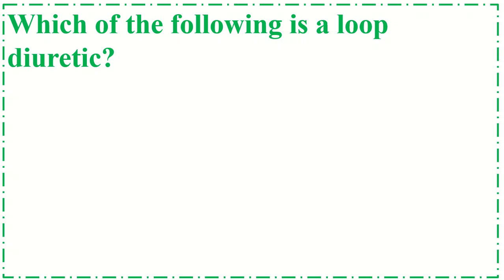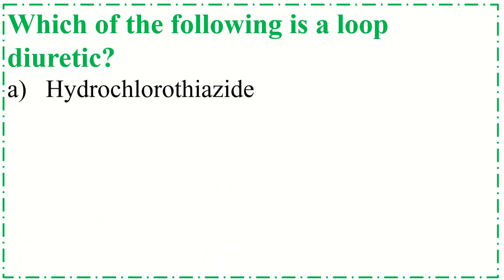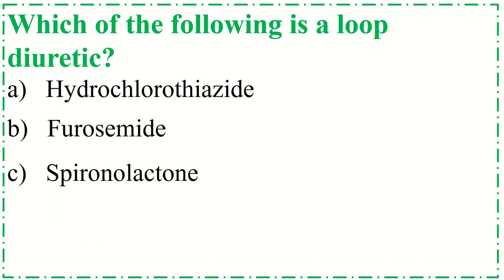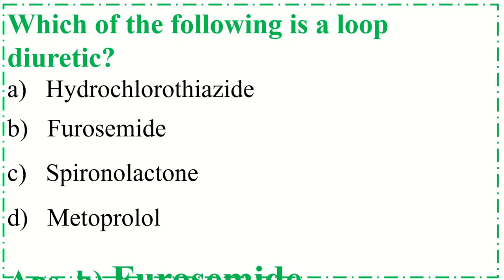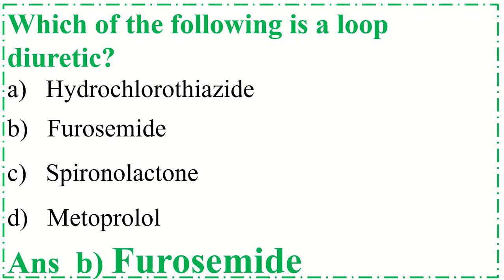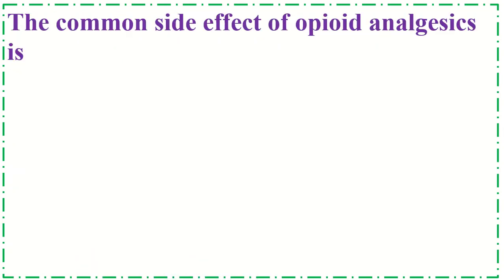Which of the following is a loop diuretic? Option A hydrochlorothiazide, option B furosemide, C spironolactone, option D metoprolol. Correct option is B furosemide.